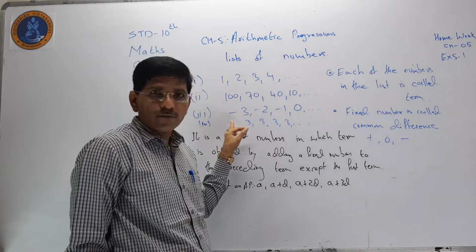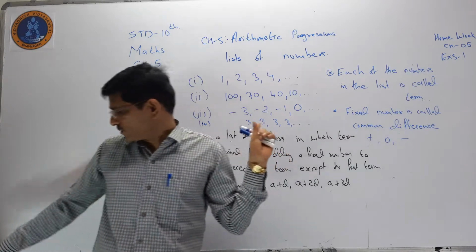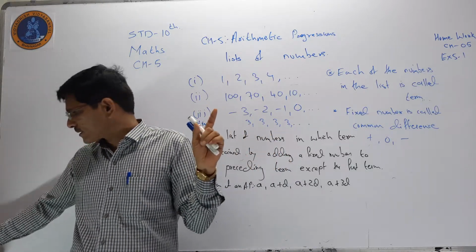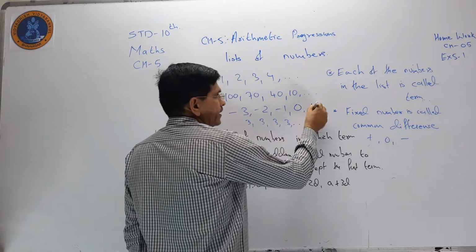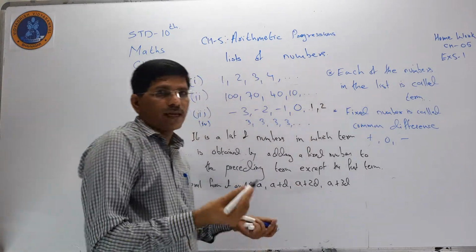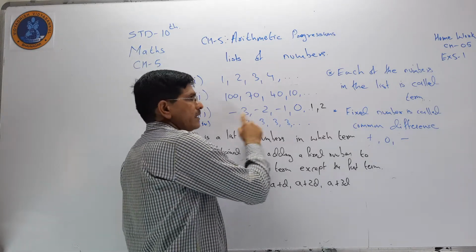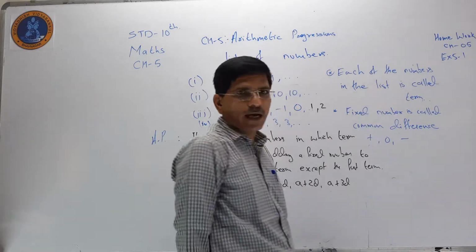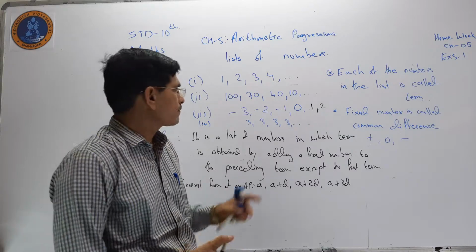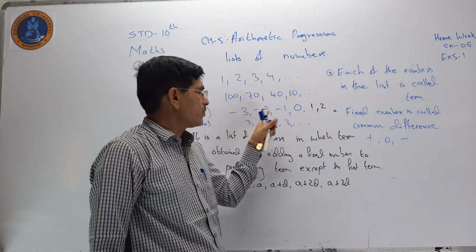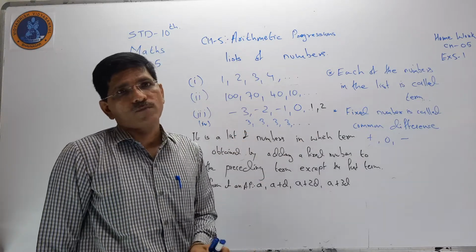So it is possible that positive numbers are there, and negative numbers are also there. You will see here minus 3, minus 2, minus 1, 0. Then we go for the next: 1, 2. So it means either negative numbers are there, 0 is there, or positive numbers are there. So 0, negative and positive numbers we are using: minus 3, minus 2, minus 1, 0, 1, 2.